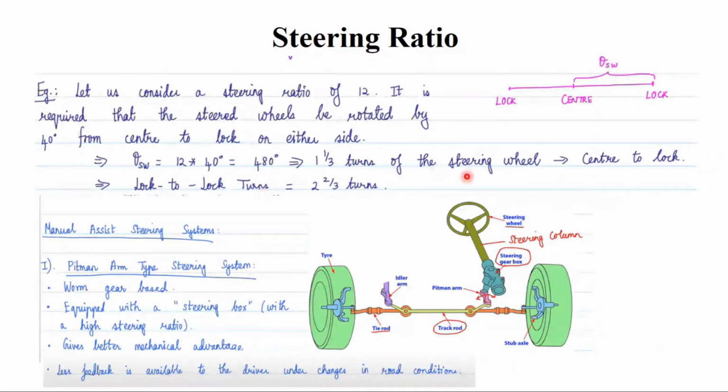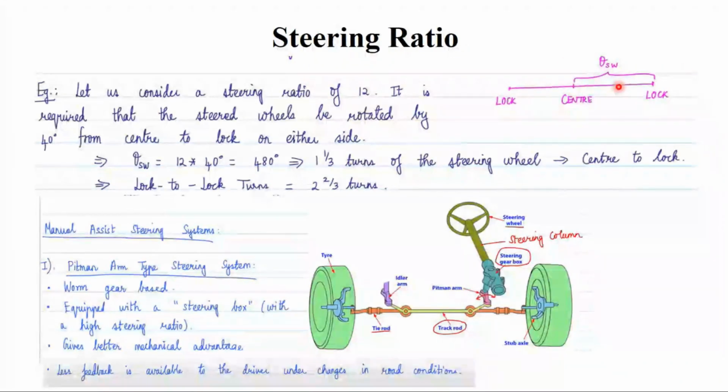How much turn is required for the steering wheel? One complete turn of the steering wheel, one rotation, is nothing but 360 degrees. And when you have a steering wheel angle of 480 degrees, it is one full 360 and one third of a turn, which is from center to the lock. This is the center position, meaning the steering wheel is in the center.